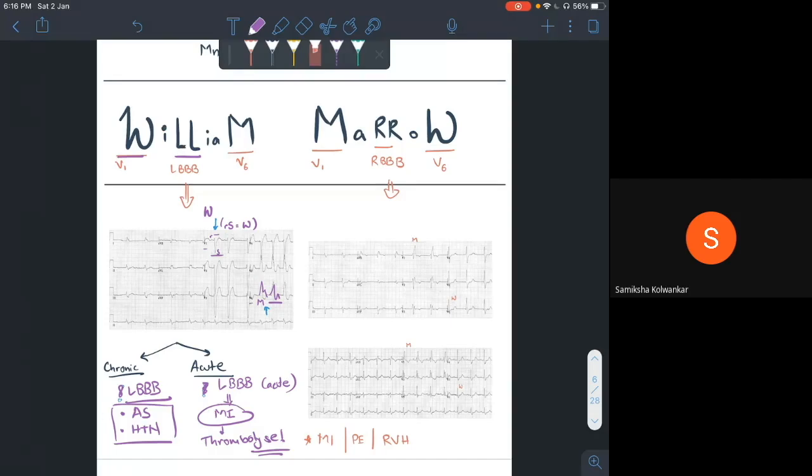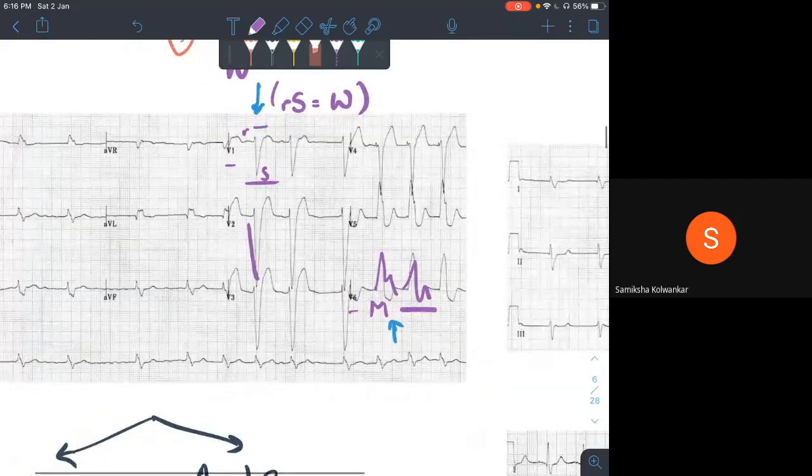So let me just quickly give you this. This is a deep Q wave.